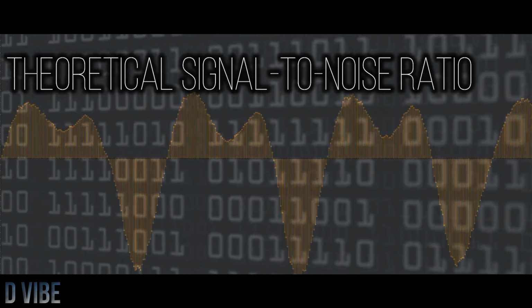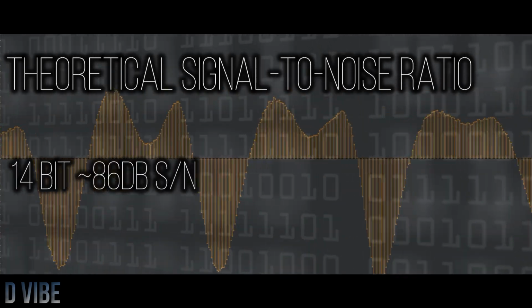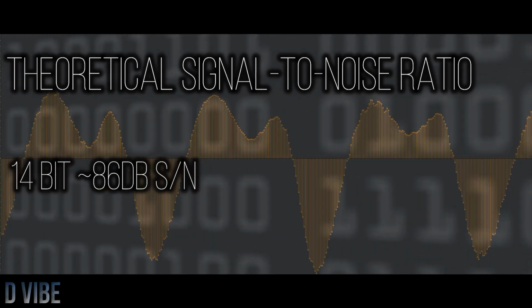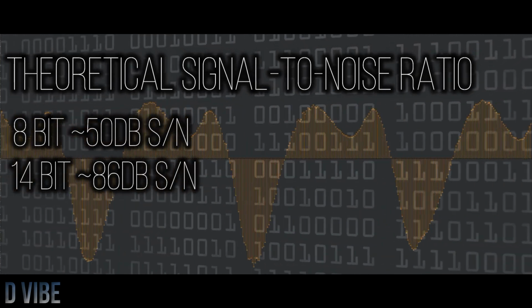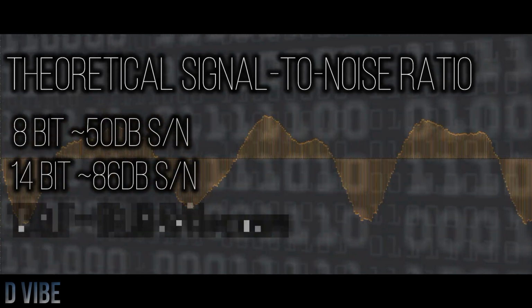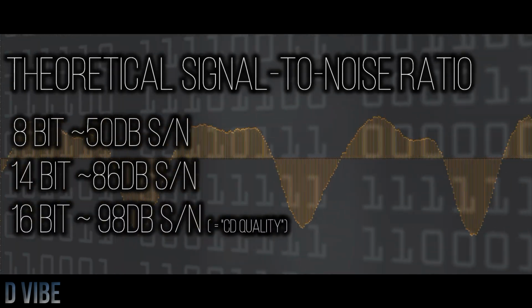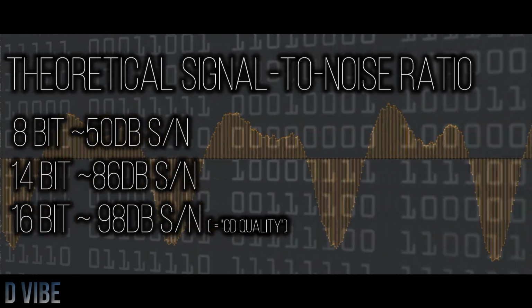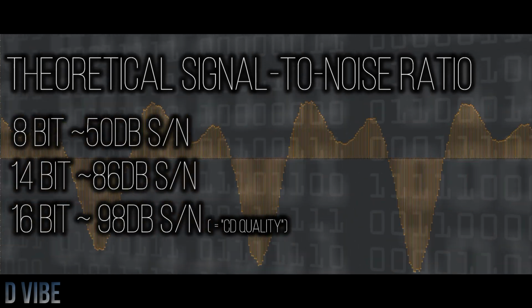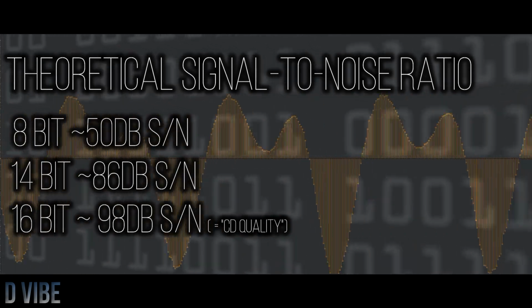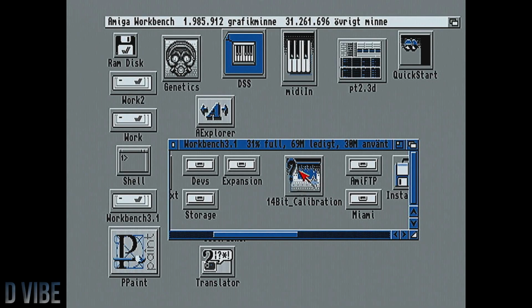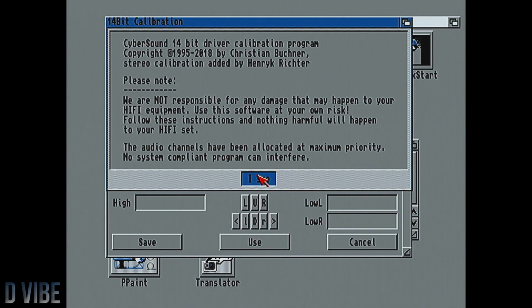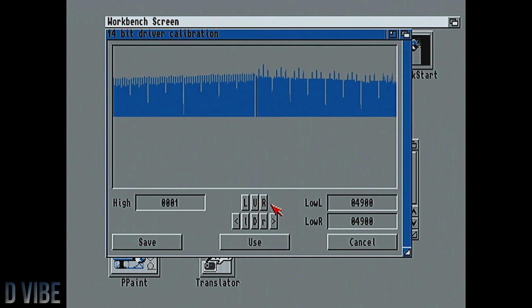This will get a theoretical signal-to-noise ratio caused by quantization errors of around 86 decibels, in comparison to 8-bit with about 50 decibel signal-to-noise ratio and 16-bit with around 98 decibel signal-to-noise ratio. That basically means that the audio from 14-bit sample playback might produce some audible noise, but it's remarkably quieter than 8-bit sample playback. To decrease quantization errors in the digital audio further, the 14-bit driver can be calibrated for the specific digital to analog converter.